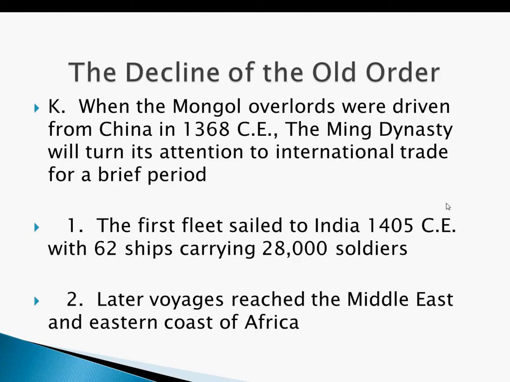With the Mongol overlords, when they were driven from China and the Ming Dynasty takes control, briefly they got interested in international trade. They had a huge fleet. They sailed to India, and they also sailed to the Middle East and to the east coast of Africa. Eventually, they decide that that's not what they want to do, and they pull back from being a global trader. They concentrate mostly in the Middle East or in the Southeast Asia area.